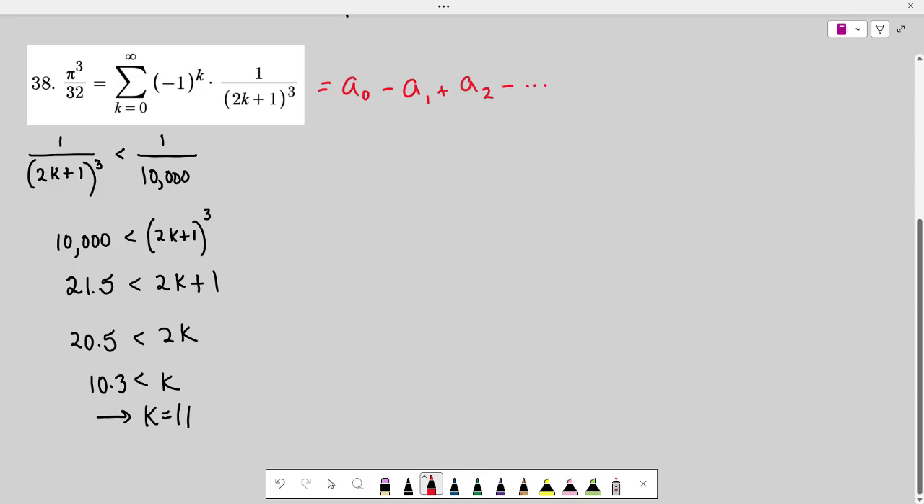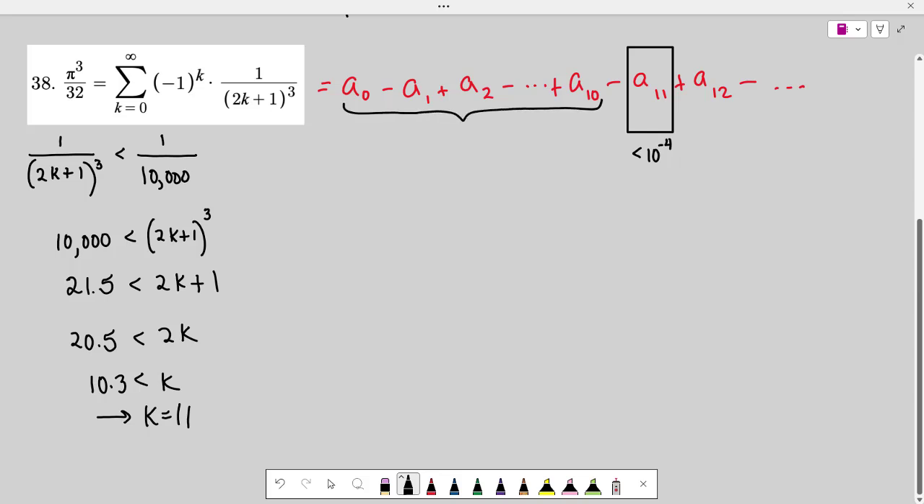And then let's straddle the 11. Let's get a sub 10, a sub 11, a sub 12. The evens are positive, so that's positive, negative, negative, dot, dot, dot. So we found that when k is 11, here's where k is 11, that is the first term that's less than 10 to the negative 4. So we want to add everything in front. So we're going to add those. So add the first 11 terms.